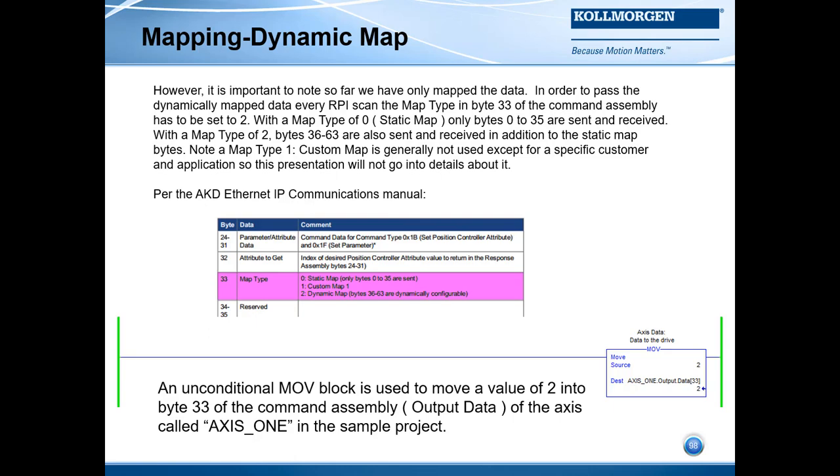In the screenshot below at the bottom of this slide, you'll see that there is a move block. It's unconditionally tied to the left rail. This unconditional move block is used to move a value of 2 into byte 33 of the command assembly output data of the axis called axis_1 in the sample project. This effectively turns on the passing of the cyclic data of the dynamically mapped parameters.